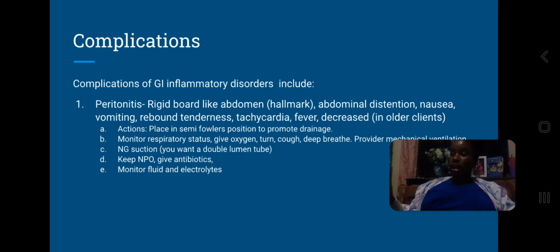We're going to need nasogastric suction to decompress the bowel and the stomach, to get all that stuff out. We don't want anything else irritating, so nothing by mouth, also in case you want to vomit. You want a double lumen tube when you're dealing with nasogastric suction. NCLEX tip there: when you have peritonitis, we want to rest the bowel, nothing by mouth, okay? We're going to give IV fluids.